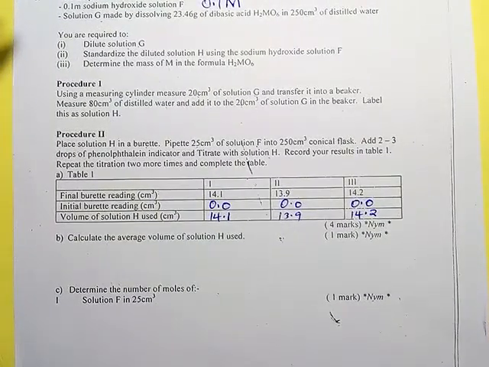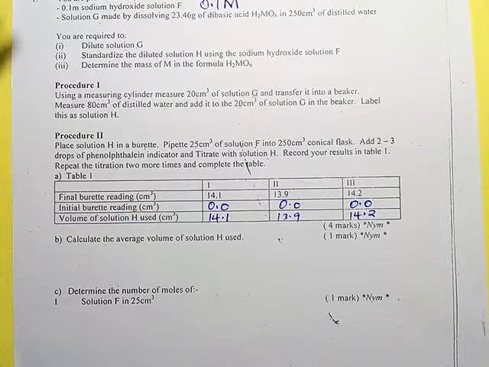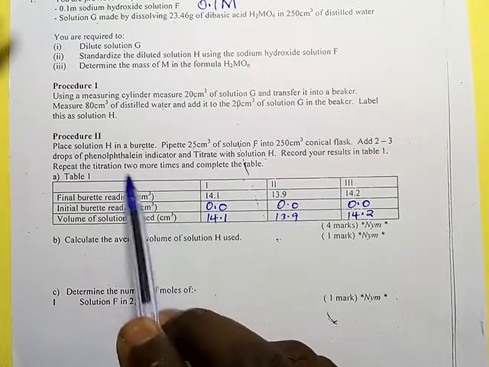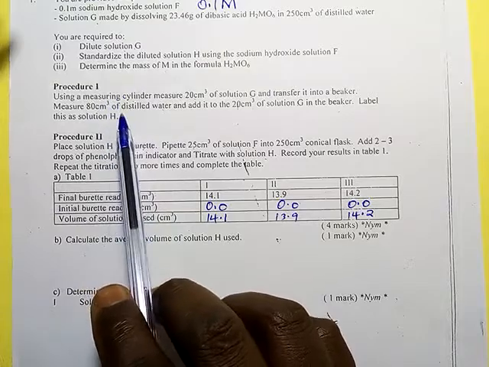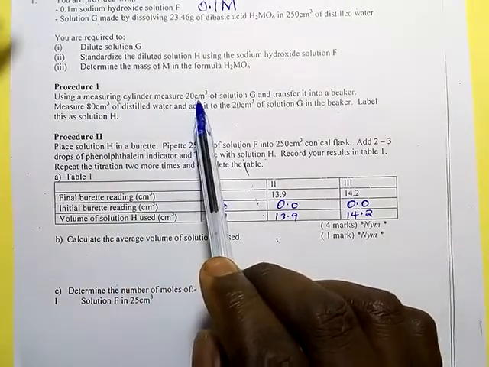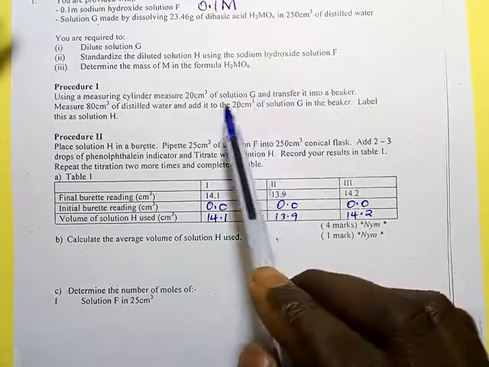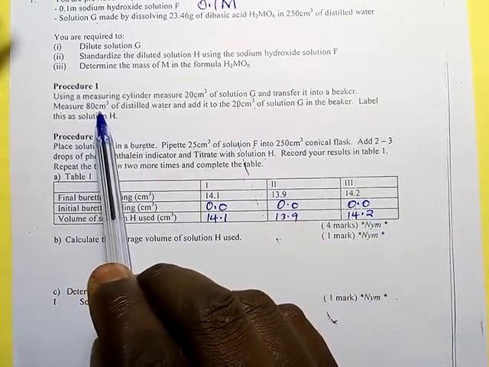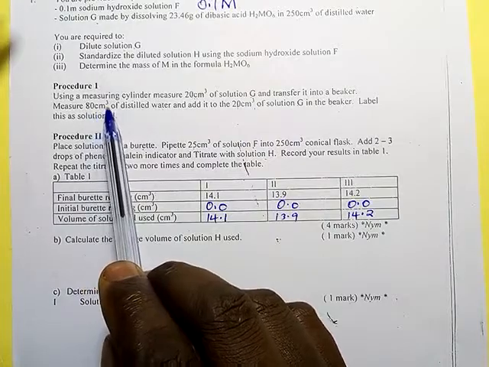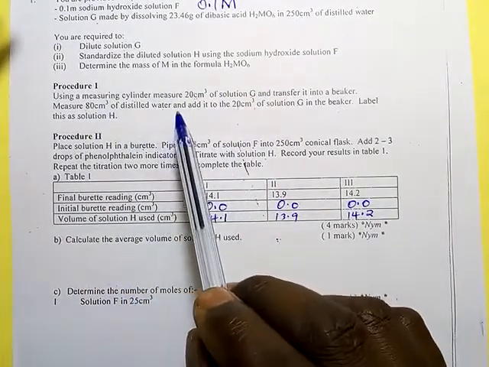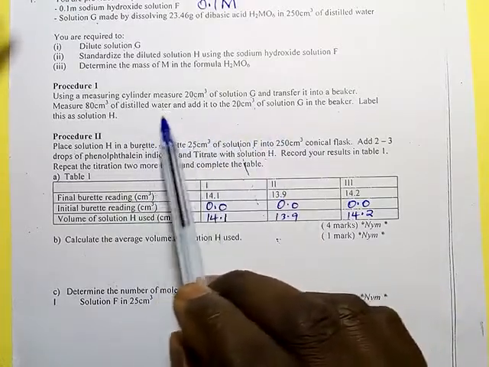I want us first to understand what is happening in procedure 1 and procedure 2, because if you don't understand that, then definitely you are not going to calculate whatever you are going to calculate downwards. What is happening in procedure 1? We are taking 20 centimeters cube of solution G and diluting it by adding 80 centimeters cube of distilled water. Now we prepare 100 centimeters cube of solution H.